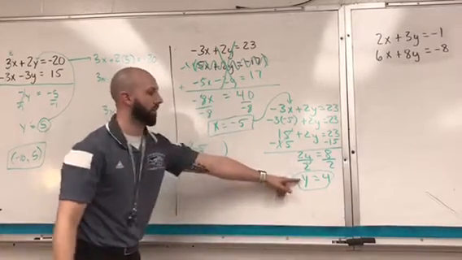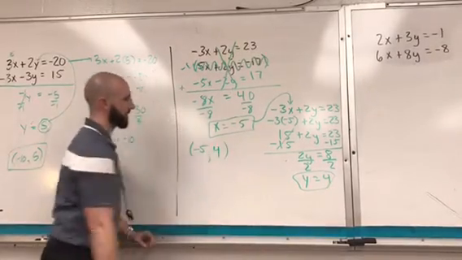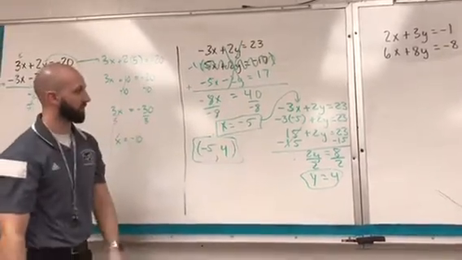So I have my y is 4, my x is -5. So I want to make sure that I have that in. This is your final point of where those two lines intersect.